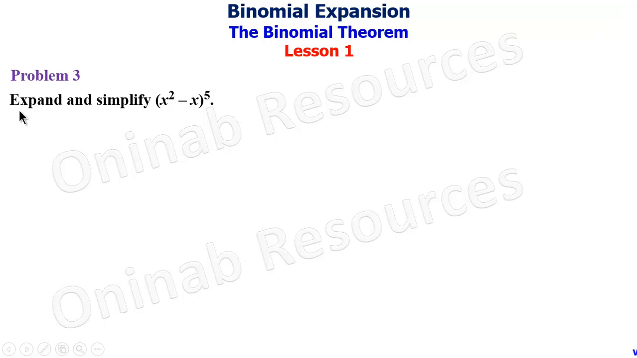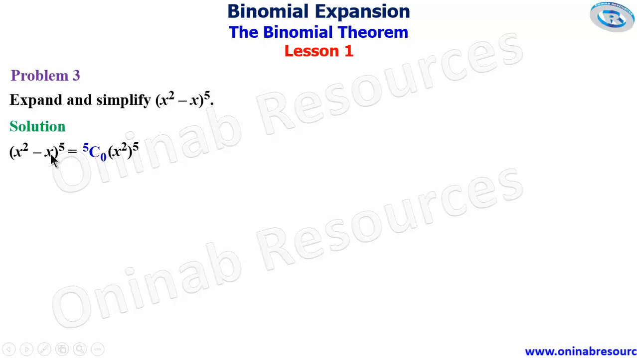For problem 3, expand and simplify x squared minus x all to the power of 5. Remember, this is x squared, this is negative x. So in our solution, remember we are starting with 5 combination 0. Since the index is 5, it's 5 combination 0. What's our first term in the bracket? X squared. So we have it as x squared to the power of 5. Remember, 5 minus 0 is 5. Then negative x raised to the power 0 will give us 1. So we ignore that one.